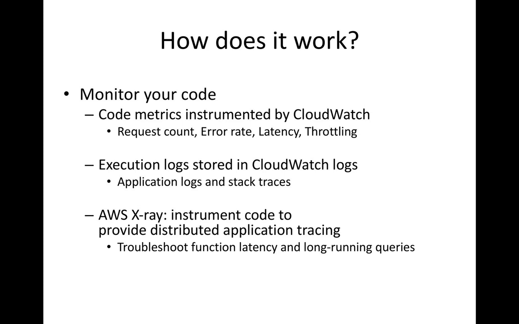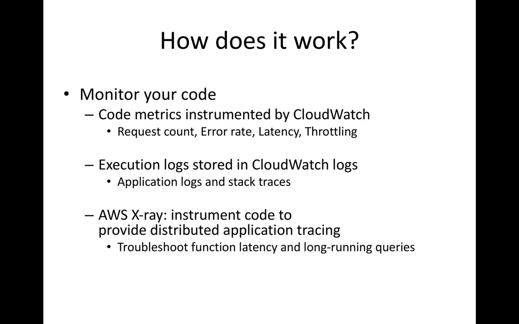And finally, another way to monitor your Lambda function is to use a service called AWS X-Ray. What AWS X-Ray does is it provides distributed application tracing. And what that means is that AWS X-Ray can show you how your Lambda function is interacting with other AWS services. And most importantly, it shows you the latency involved in those interactions.